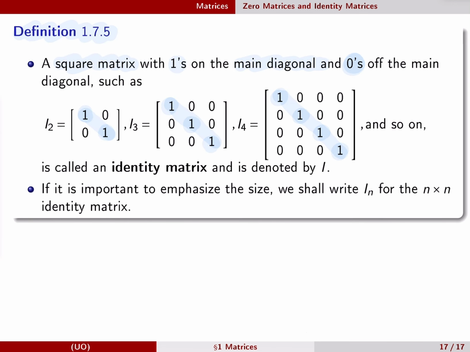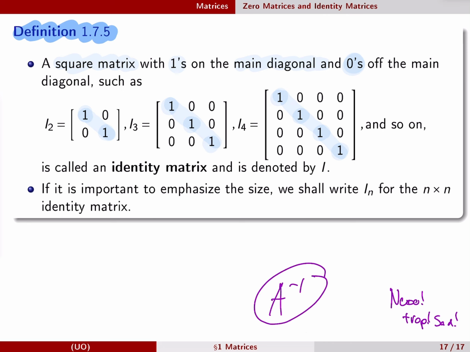We finally reach the last definition of this chapter, the notion of the identity matrix. This identity matrix is going to play a big role later when we talk about the inverse of a matrix and how to compute the inverse of a matrix.